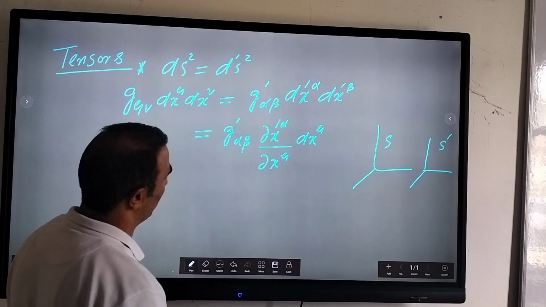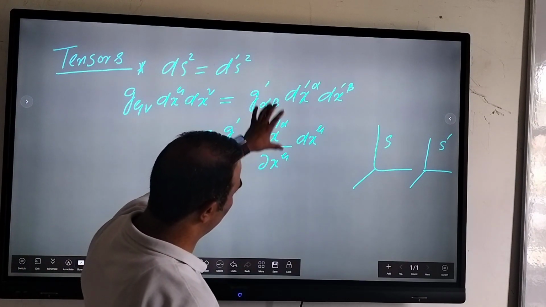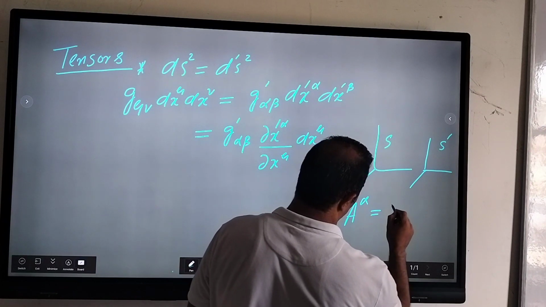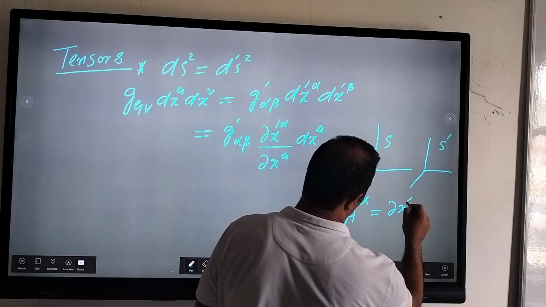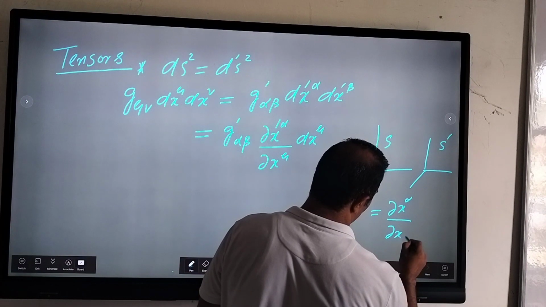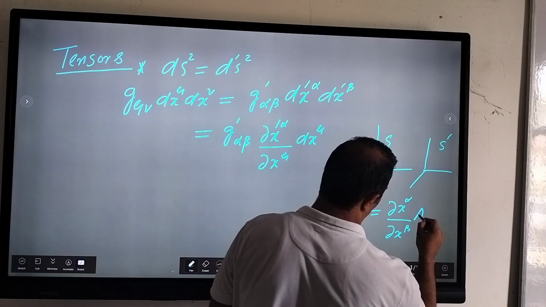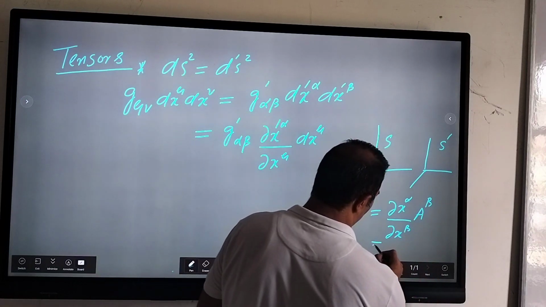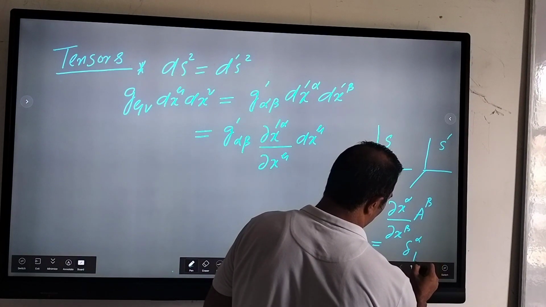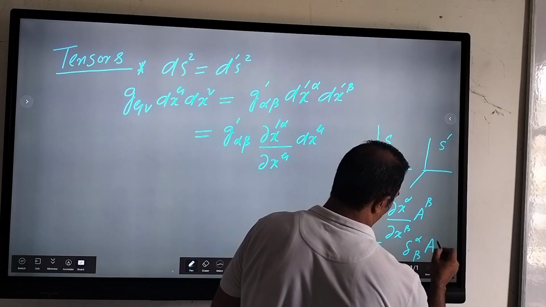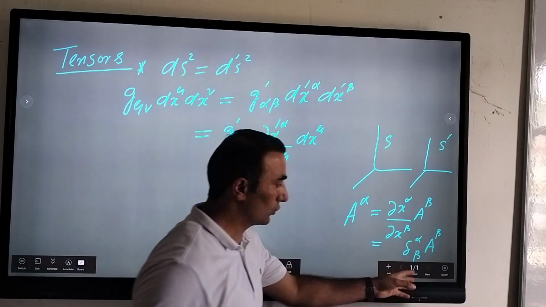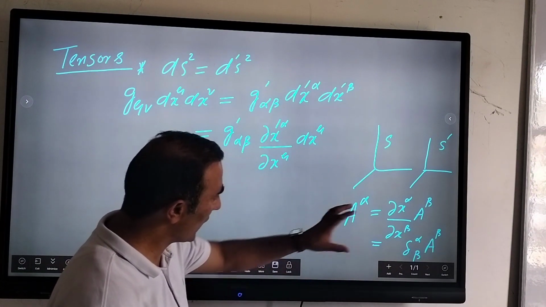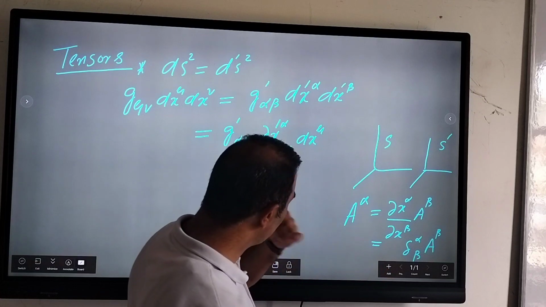And this is coming from here, because you know that if we have some vector A, if you write A of alpha, you can write this as partial x alpha by partial x beta. We can write it this way, or this is purely delta of alpha beta. Because when alpha equals beta, you get A of alpha. So this is very clear. I have repeated it many times, so I think it's clear.